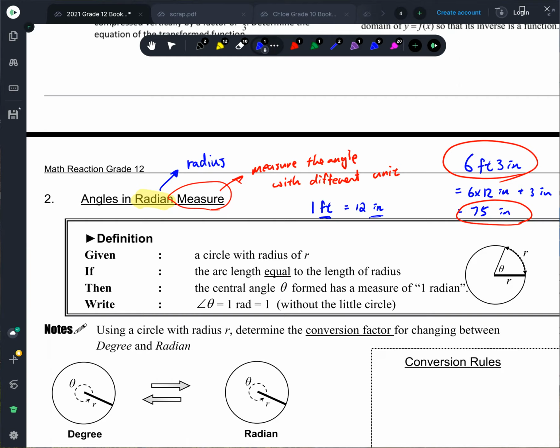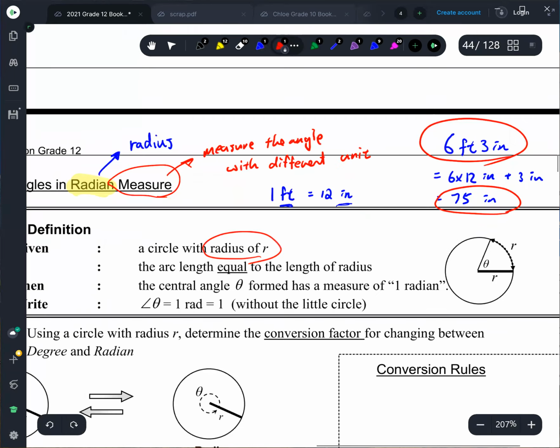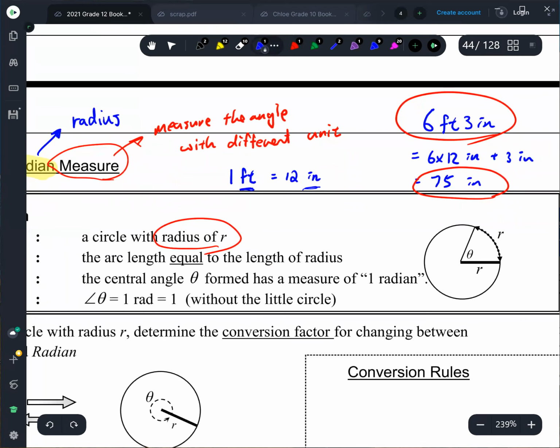Okay, so let's look at the definition, how to measure a degree. How do we change from degree to a radian? So if I give you a circle with a radius of r, okay, you look at the picture, we'll use a number, easier to understand. So let's say the radius is, let's give it a number. Chris, can you pick a number for the radius? 3. 3, okay, so let's say the radius is 3 centimeter, okay?